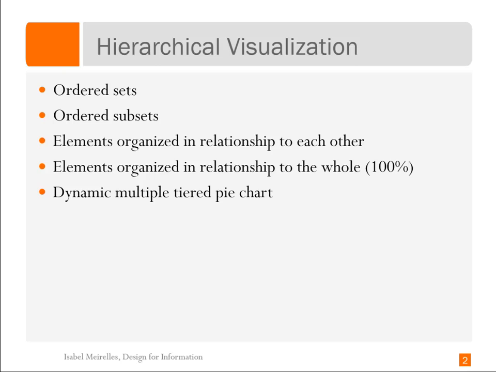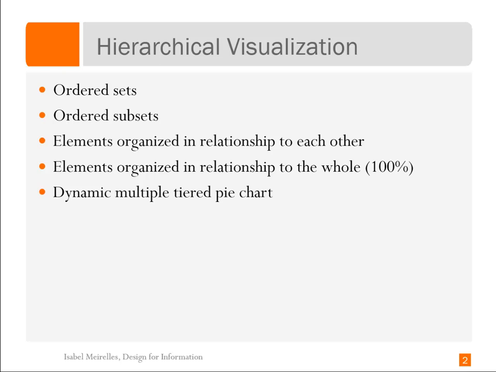Now, a couple of the key elements that must exist in order to do this type of visualization. The first one is called an ordered set. So we have to have basically a set of values in a particular order. Second component is we have to have an ordered subset. So take one of the values from the original ordered set, and then we create an ordered set from a portion of the ordered set.